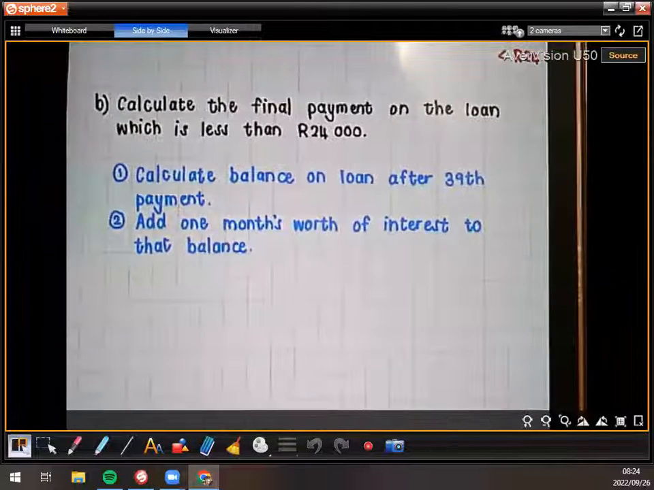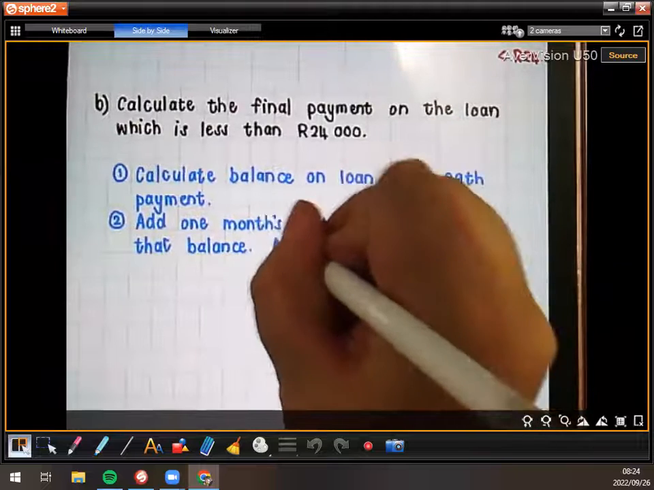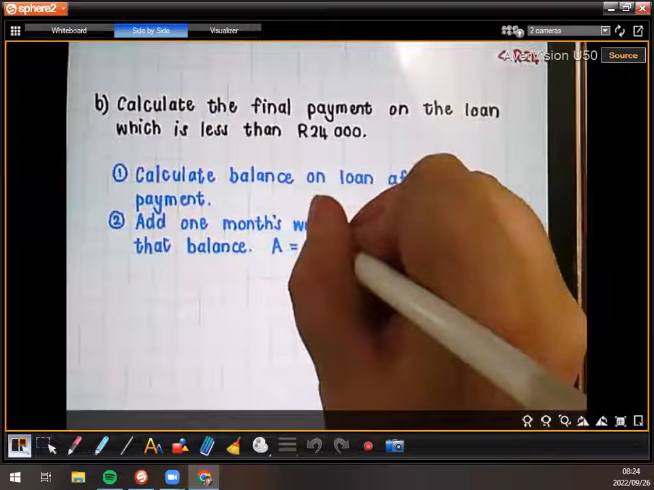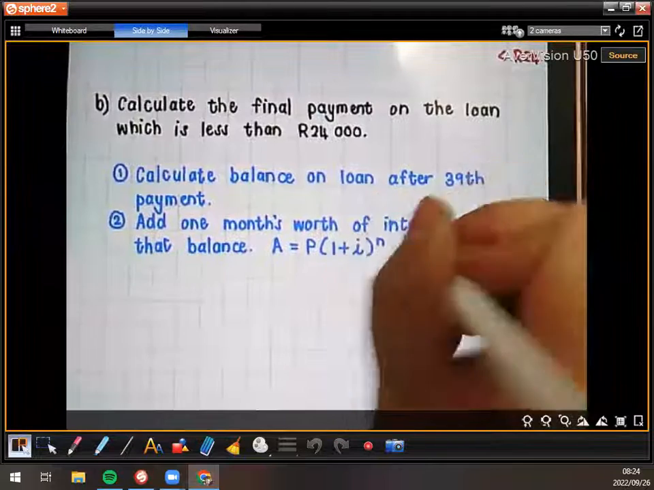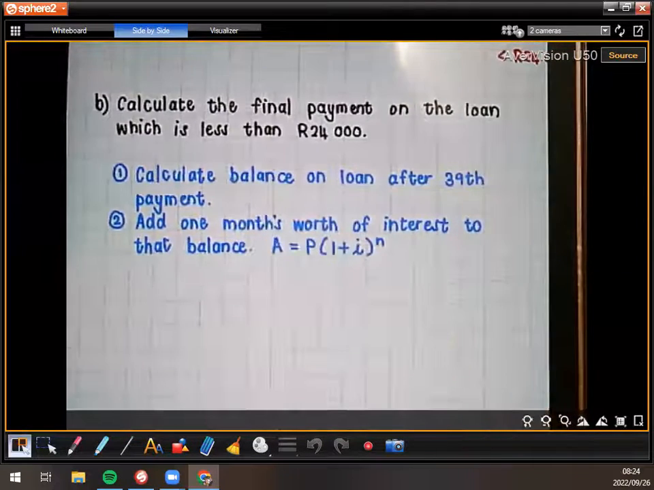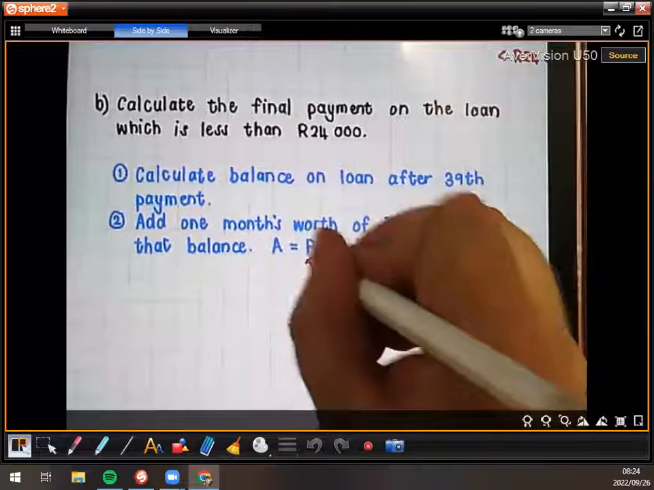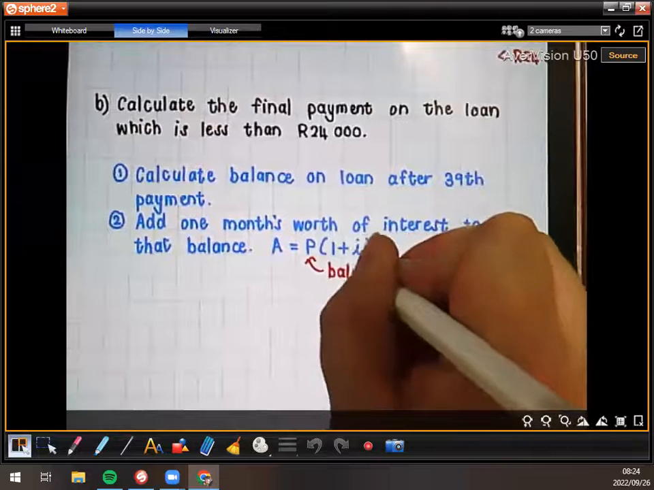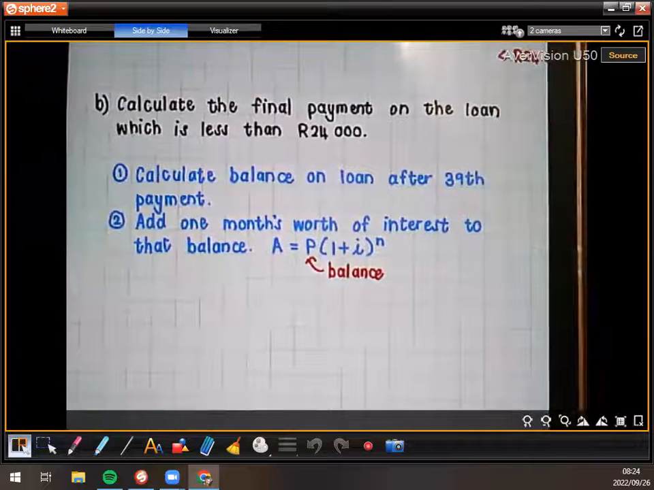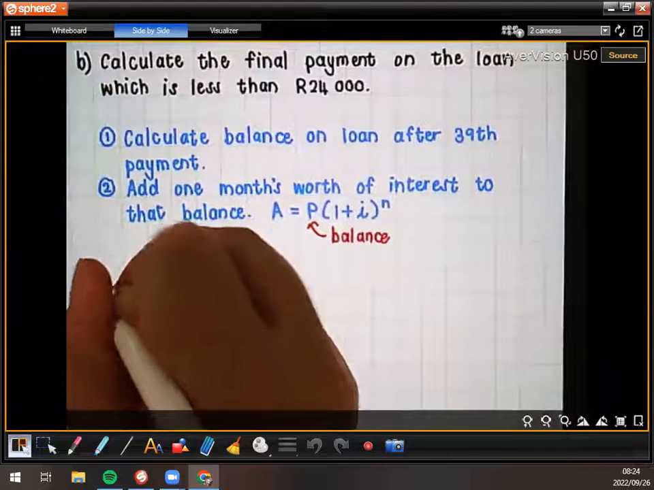What formula do you guys think we're going to use for the second step? The normal A equals P bracket 1 plus i to the power of n formula. And your P amount is going to be the balance. So you're going to add a month's worth of interest to that balance amount. And then A will obviously be your final payment. Okay, so let's do that. Balance after 39 payments.